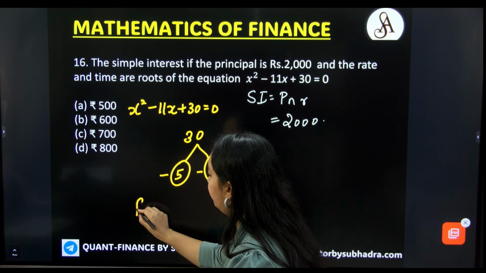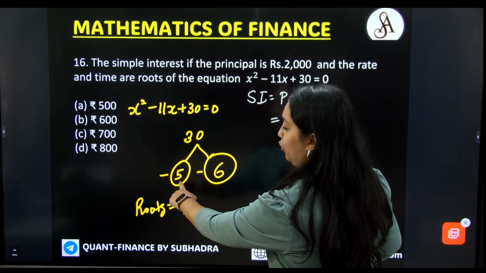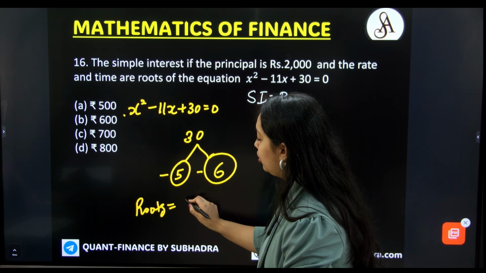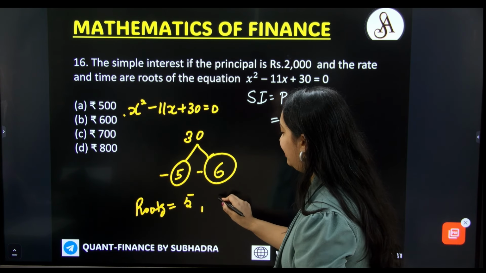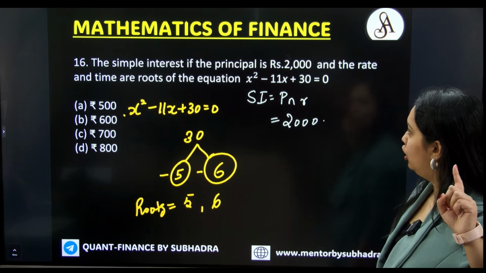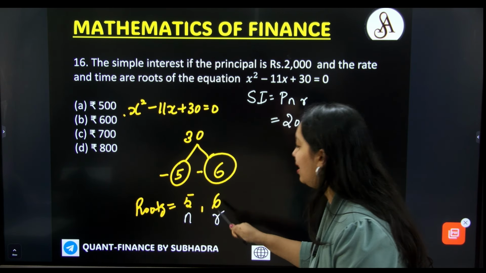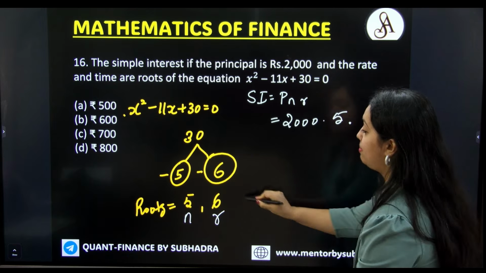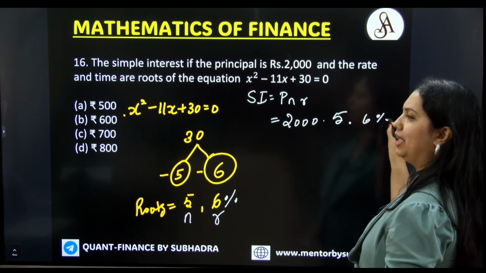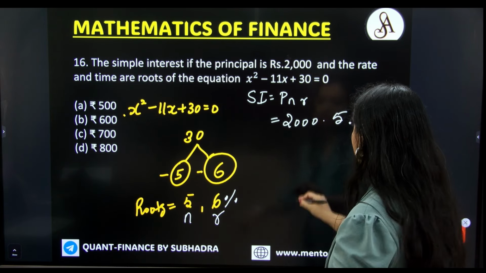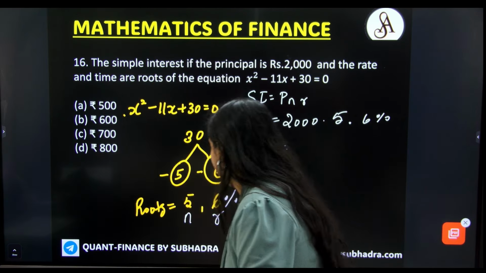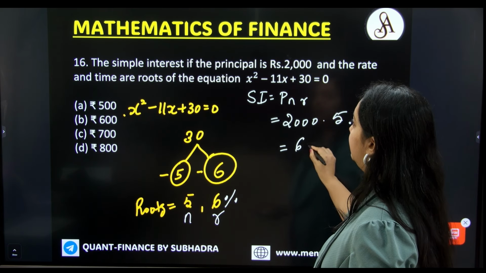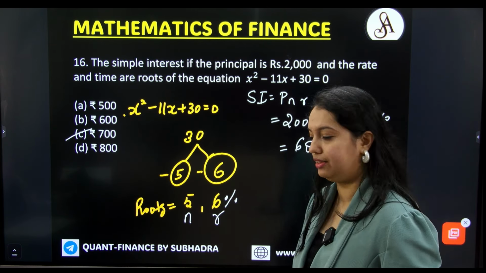So your roots of the quadratic equation will be whatever value you get over here, change the sign, divide by a value 1. So minus 5 will become plus 5, minus 6 will become plus 6. These are my roots. So I will take one value as n, one value as r, rate and time. So n value is equal to 5 years, rate will be 6 percentage. You can take even 5 percentage considering n as 5. That's left to you. So multiply these, you would get your answer as 2000 into 5 into 6 percentage, 600 rupees. Option C is your simple interest amount.